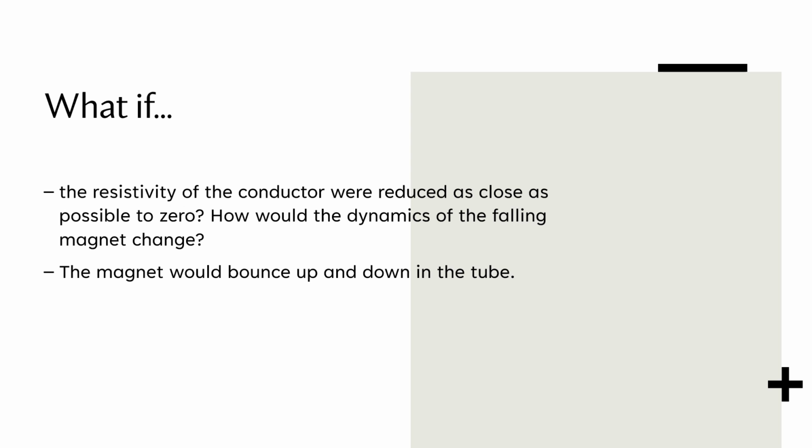However, if the resistivity of the conductor was reduced to almost 0, the magnet actually wouldn't fall down. The magnet would bounce up and down in the tube, but that's really not possible in the real world to have 0 resistivity.